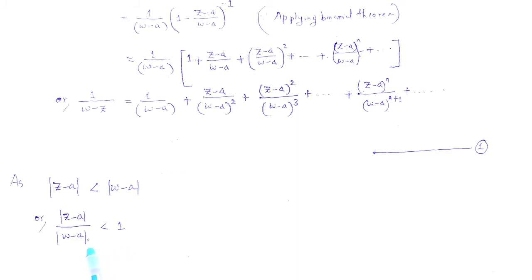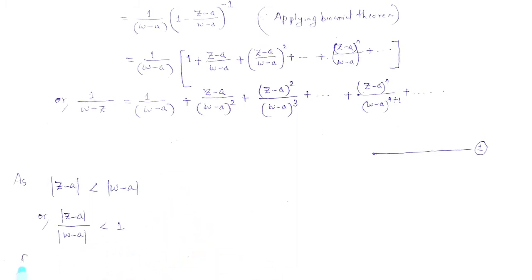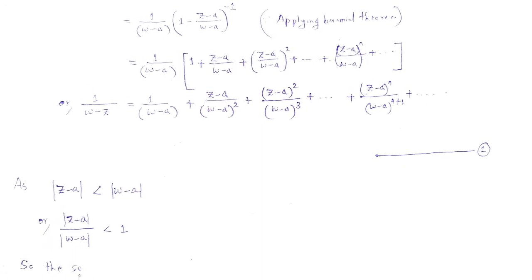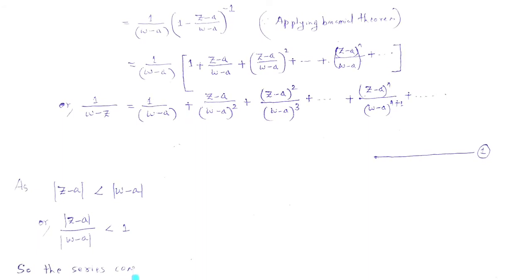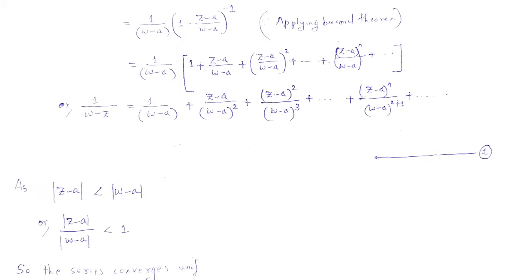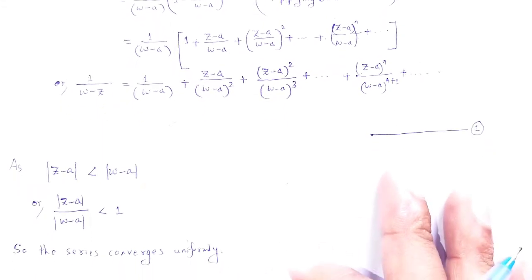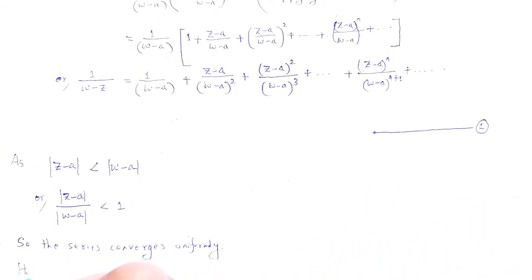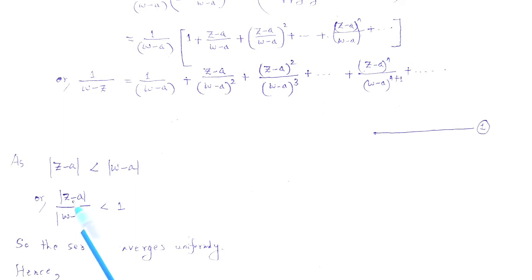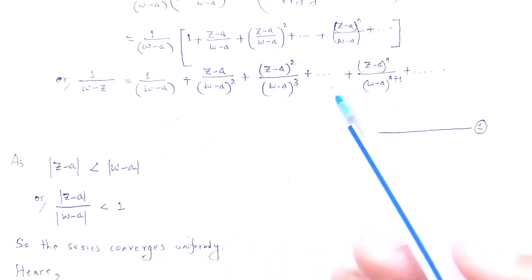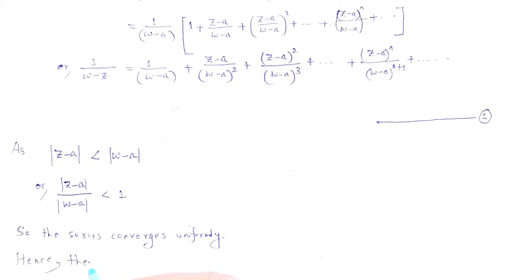That particular series converges uniformly, as the magnitude of Z minus A divided by the magnitude of W minus A is less than 1. So, the series converges uniformly, and hence the series is integrable.